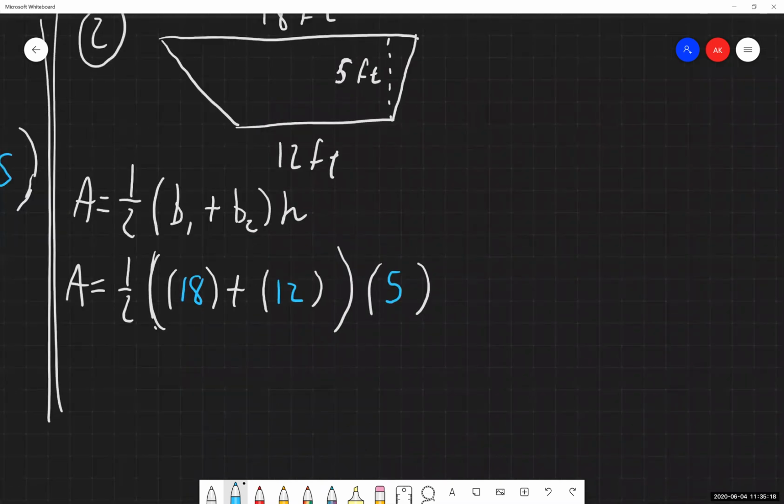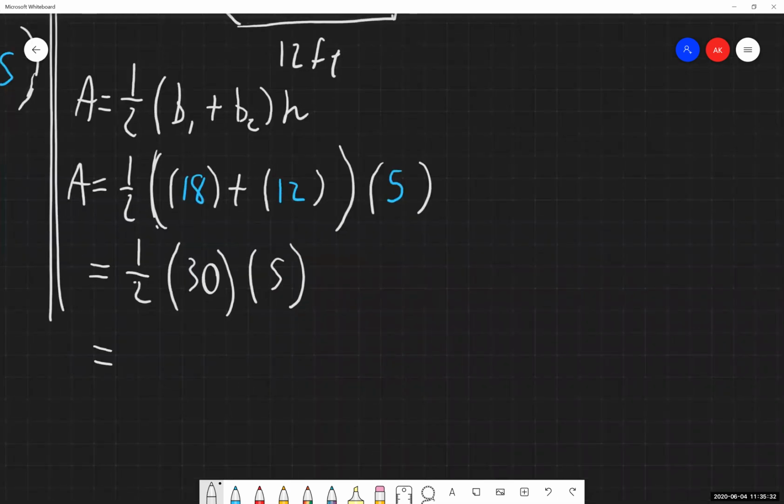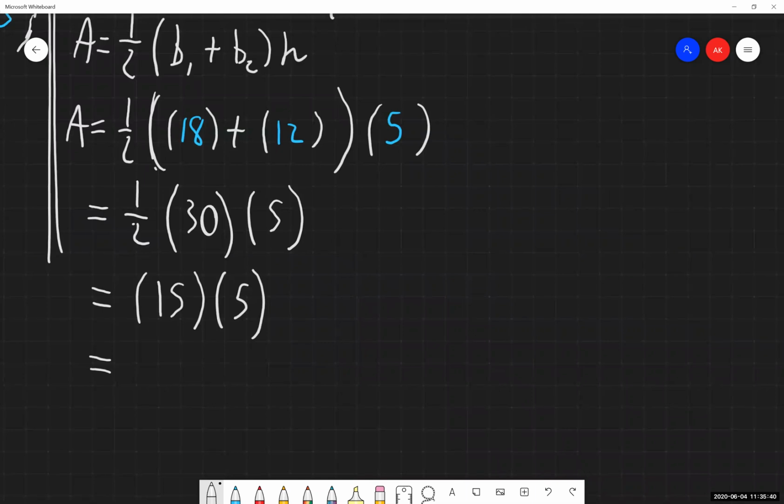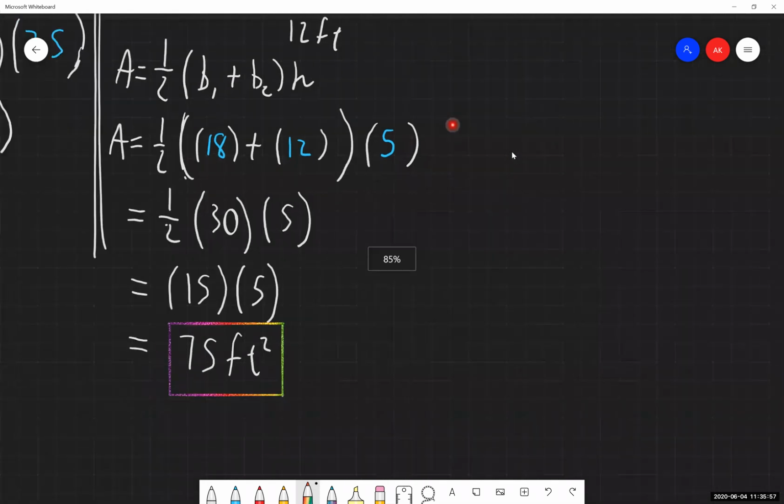I have everything plugged in, and now I'm just simplifying using PEMDAS. So inside parentheses first, 18 plus 12 is going to give me 30. 30 times 1/2 is going to give me 15. And then 15 times 5, that's going to give me 75. And we're working with feet. So my final answer in the area of this particular trapezoid is going to be 75 square feet.